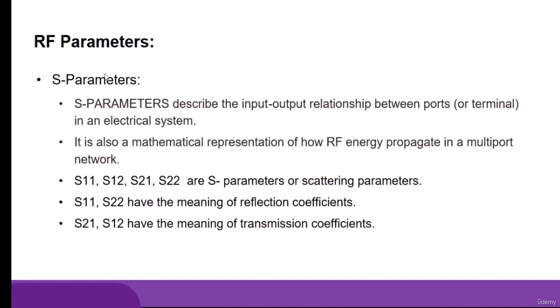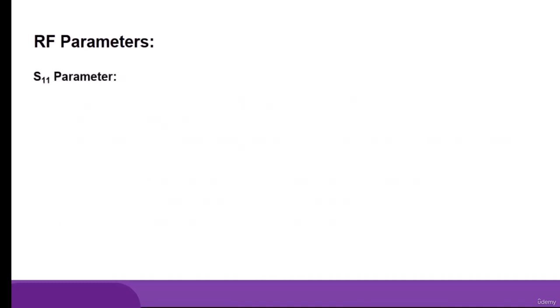S21 and S12 tell about the transmission coefficient. These are the transmission coefficients of antenna. If we have a two-port system, then we observe all these parameters as S11, S12, S21, and S22. But in case of just a one-port system, we only observe the S11 parameter in the design. Moving towards the S11 parameter, this is the input port voltage reflection coefficient.